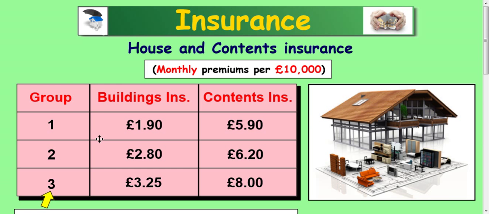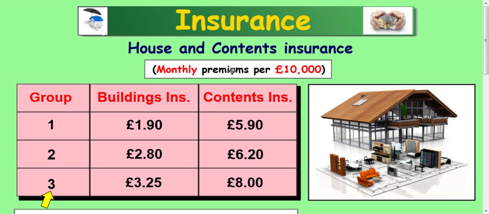Right, well, let's look at how to calculate insurance. In this first example, we're going to look at house and contents insurance. So when you're insuring a building, you'll need to do this when you're a bit older. You can insure the things inside the building, and you can also insure the structure of the building. These are two separate things.